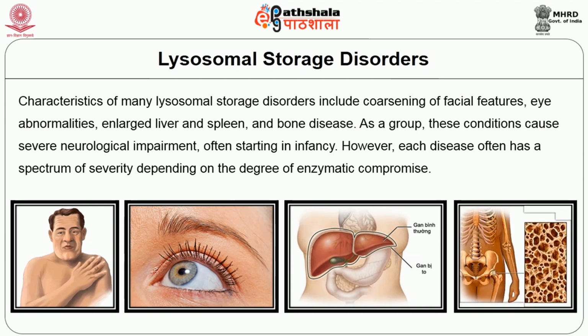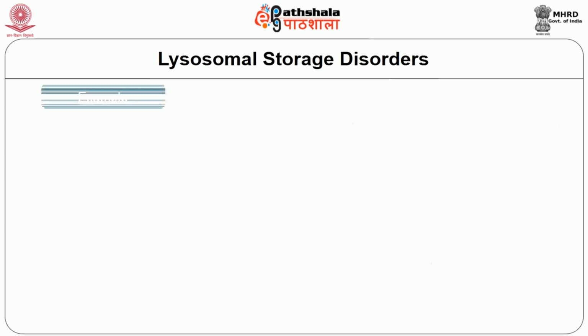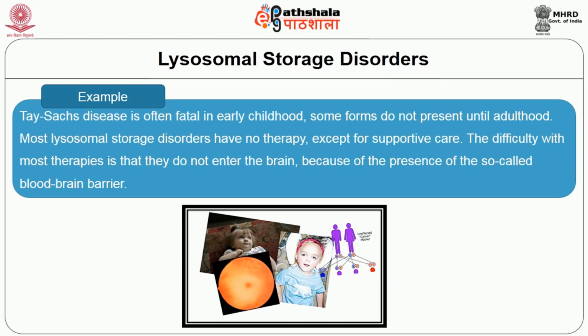disease. As a group, these conditions cause severe neurological impairment, often starting in infancy. However, each disease often has a spectrum of severity depending on the degree of enzymatic compromise. For example, although Tay-Sachs disease is often fatal in early childhood, some forms do not present until adulthood. Most lysosomal storage disorders have no therapy except for supportive care.